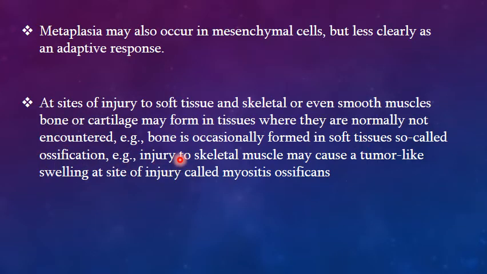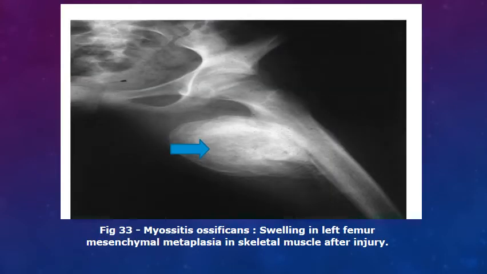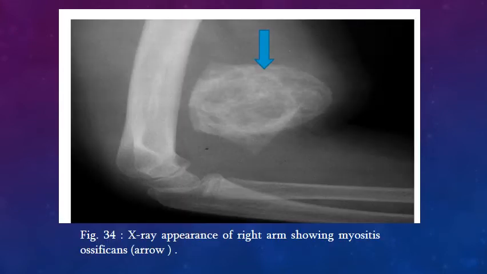Sometimes this happens when there is injury to the skeletal muscle. It leads to a tumor-like swelling at the site of injury called myositis ossificans. This is a tumor-like swelling in the skeletal muscle after injury, caused by ossification, or myositis ossificans, bone inside the skeletal muscle. This is also an X-ray appearance of the arm showing myositis ossificans, where there is ossification due to injury to the muscle, causing formation of bone inside the muscle.